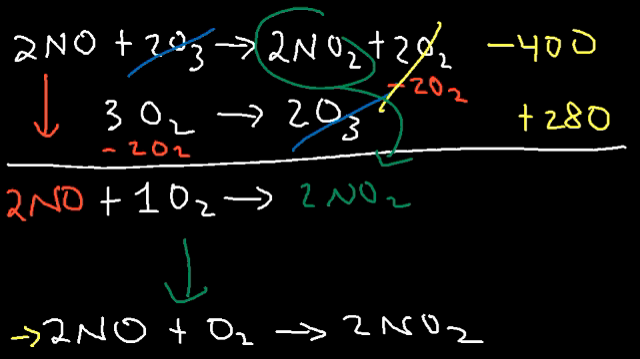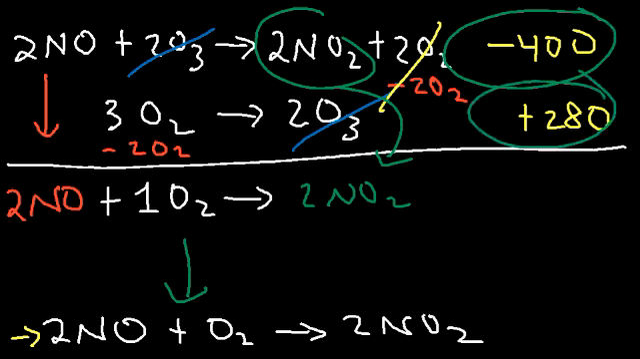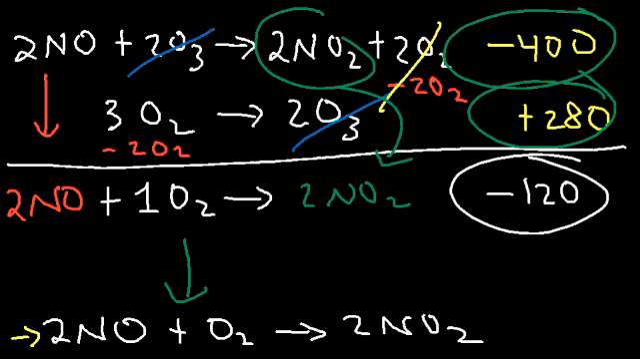So we can use Hess' law, and we can add the enthalpies of the first two reactions. Negative 400 plus 280. How much is that? Well, what's 280 minus 400? 28 minus 40 is negative 12. So 280 minus 400 is negative 120. And so that's the enthalpy change of the net reaction.